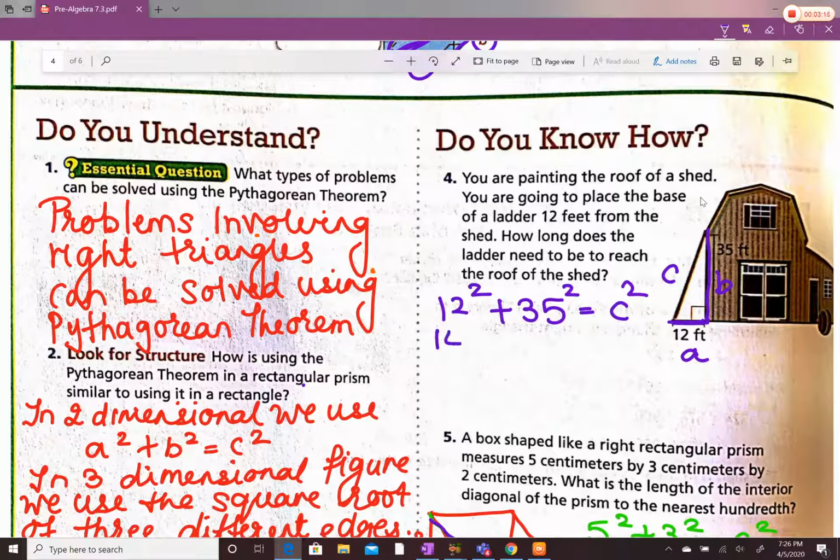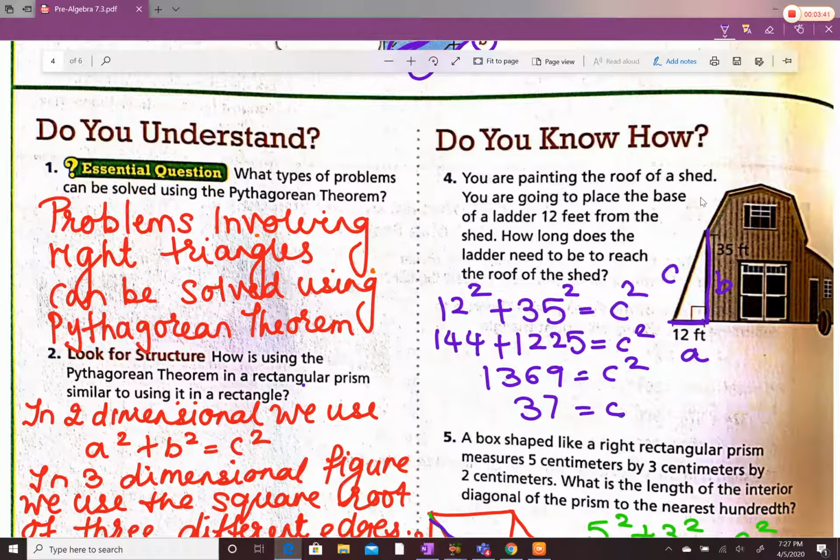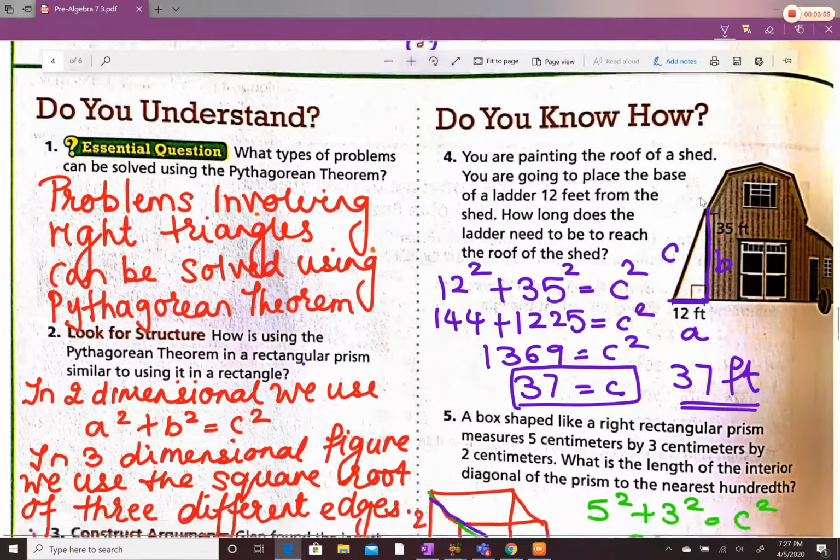So 12 squared is 144, plus 35 squared is 1225, so 1369 is equal to c squared, and if you take the square root of that, I will get 37 is equal to c. So 37 feet is equal to c. Now they are asking how long the ladder needs to be to reach the roof. The ladder needs to be 37 feet long. Okay, hopefully you get it.